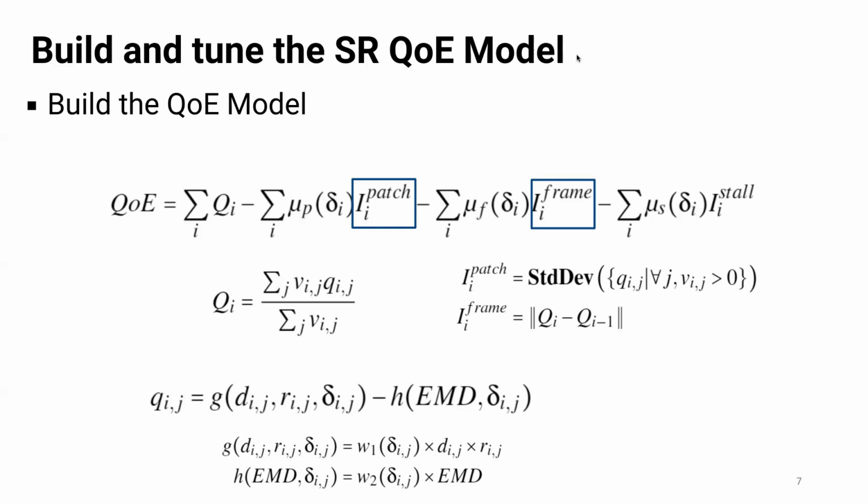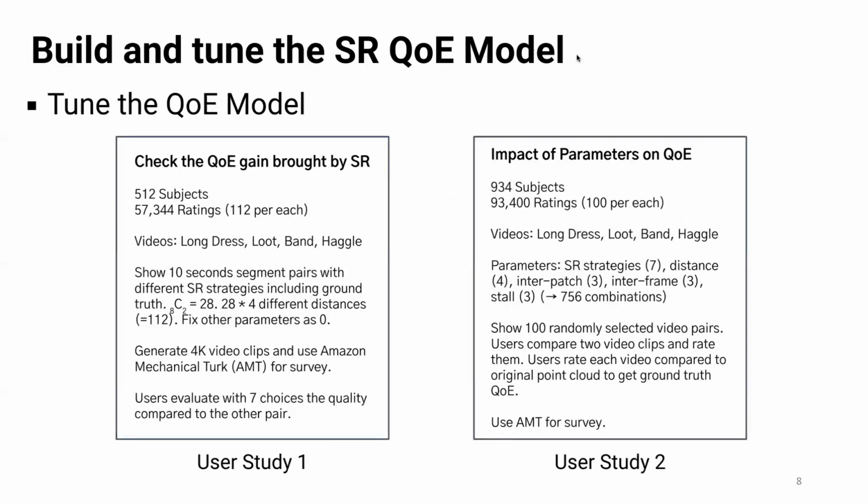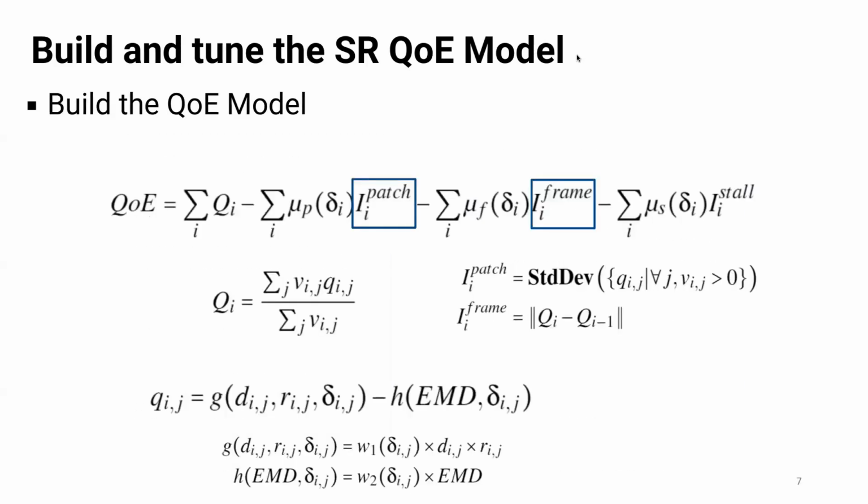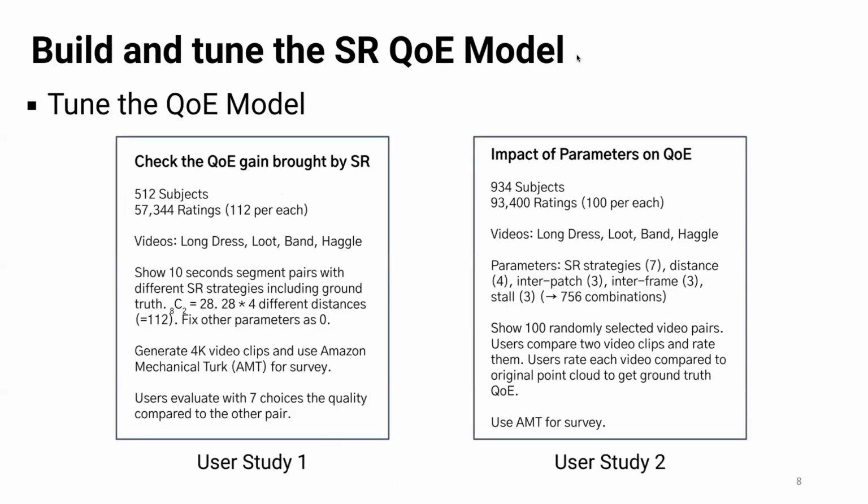Okay, so this is how they build their QoE model. There are several weights you can see: UP, UF, US, and also W1 and W2 are parameters you need to tune. So they did user studies to get those values. They did two very huge user studies.